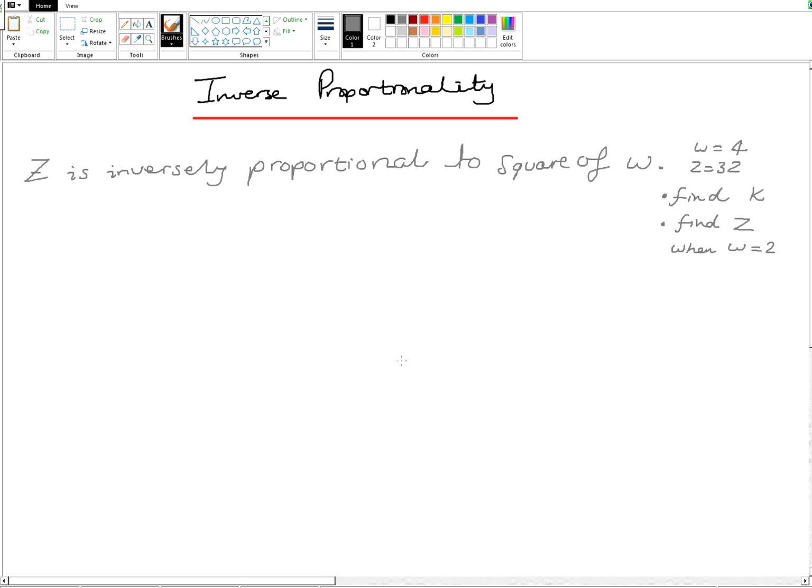We're looking at inverse proportionality, and we have the question set up as you can see here in front of us. It says Z is inversely proportional to the square of W. Okay, so let's see what that means.